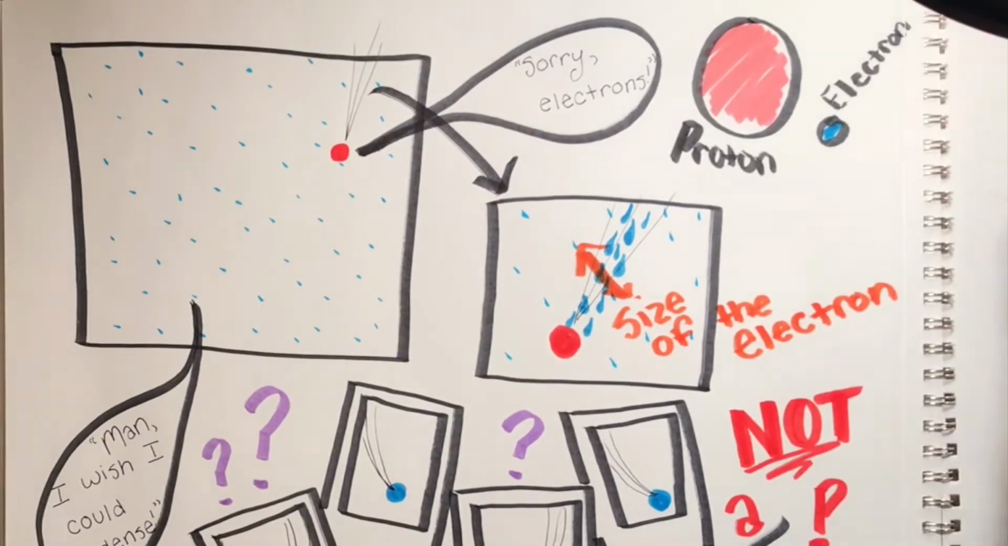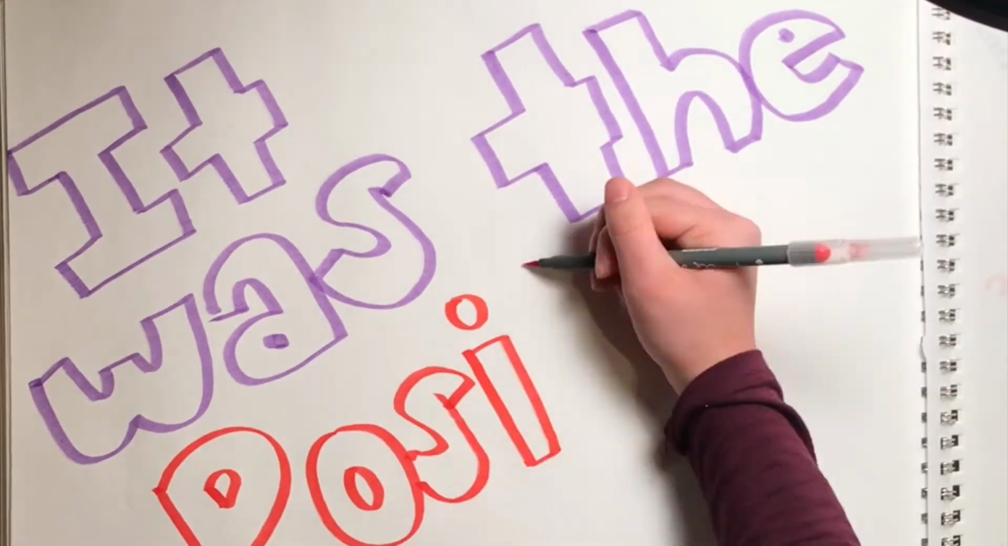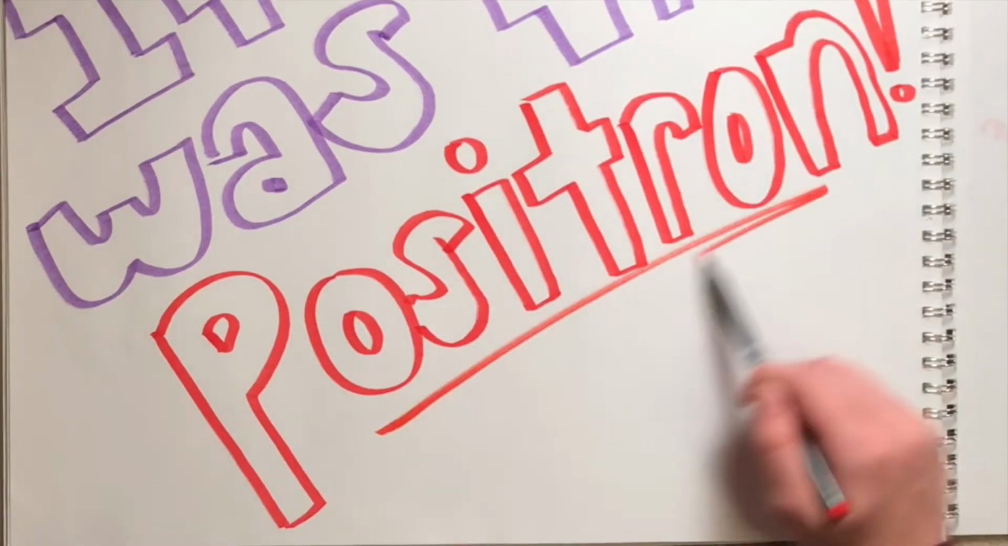Protons are much more massive than electrons, so there definitely wasn't any way that they could have entered the chamber. He knew that he had seen exact opposites of the same sized particle. He had found the first evidence of antimatter, the positron.